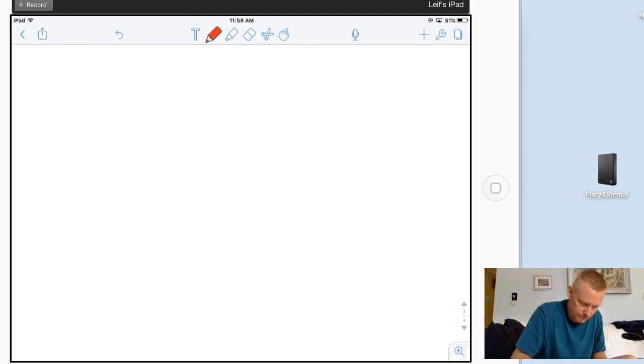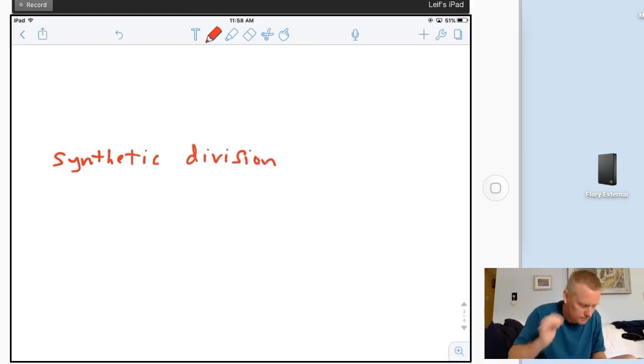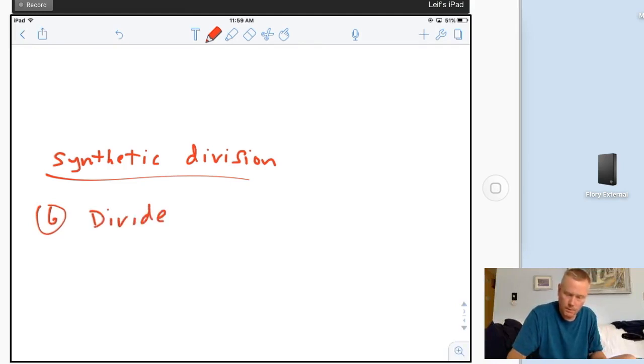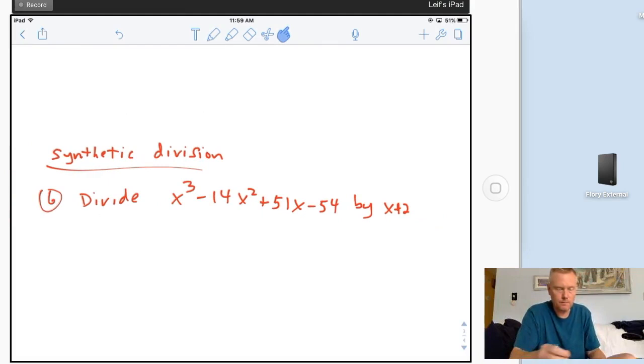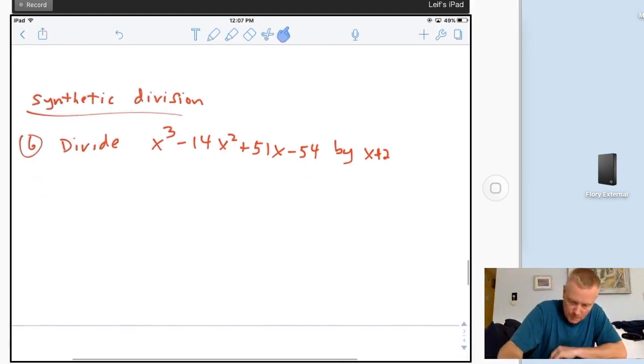Okay, synthetic division. Divide x to the third minus 14x squared plus 51x minus 54 by x plus 2. Okay. All right, so synthetic division. In order to do this, the first thing I'm going to do is take all these coefficients, okay? Remembering that there's a 1 in front of that x to the third.